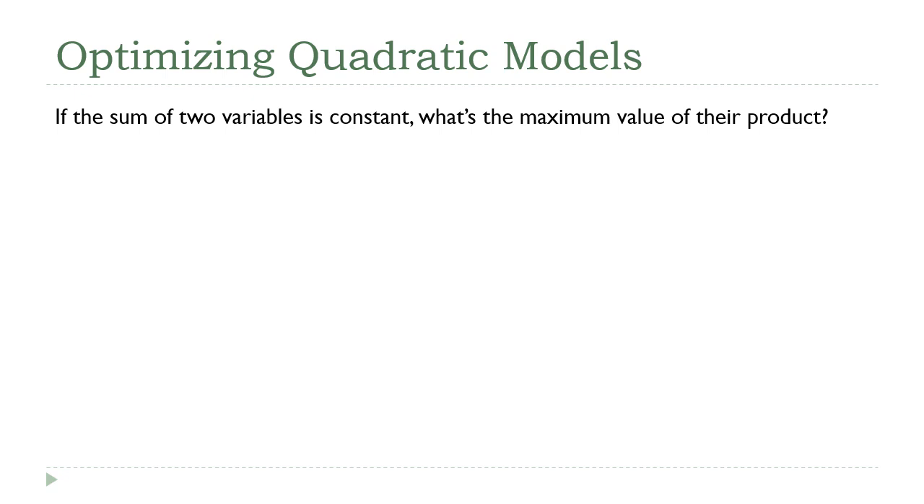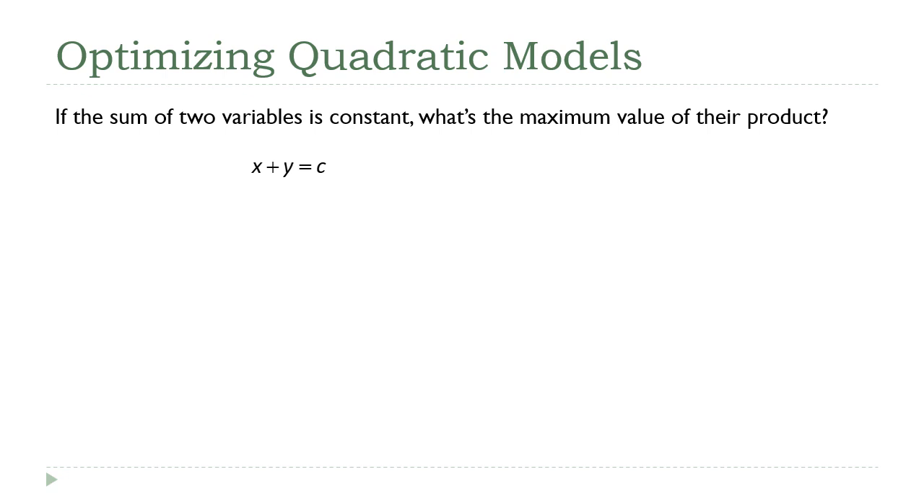optimize them. So my first question here is, if I know that the sum of two variables is constant, what's the maximum value of their product? And just as important, along the way, we'll find the x and y values that give me that product. Okay, so I'm talking about the sum of two variables, right? So I'm going to let x and y be my variables, and I'm going to let c be that constant. Right? So x plus y is equal to c.